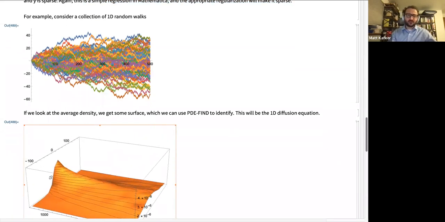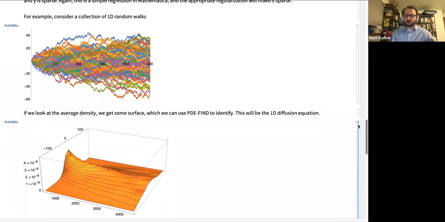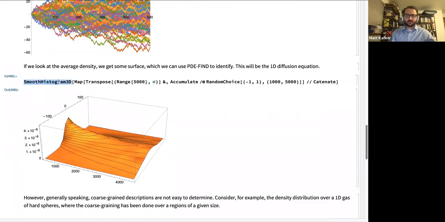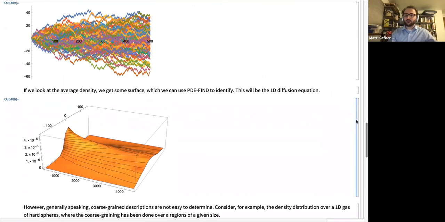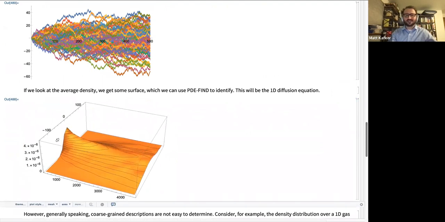Coarse grain this to get a surface. So here's our coarse graining. We use SmoothHistogram3D, which is a cool function for turning something like this into a surface. And now this takes the form of u(x,t). So time is evolving this way. Is it clear what this surface is up to? This is the density of these random walks, and time extends in this direction, and space is transverse to that. So this is our u(x,t).